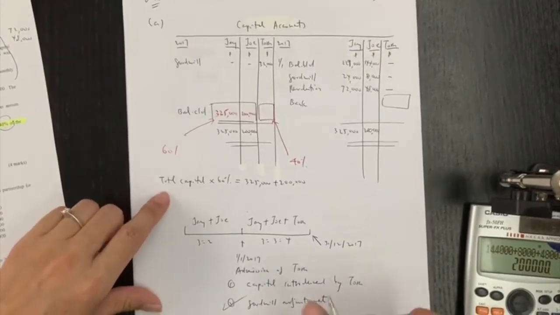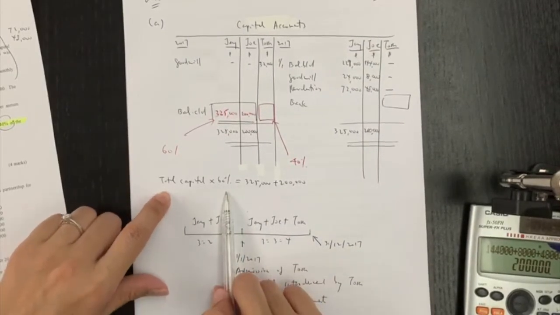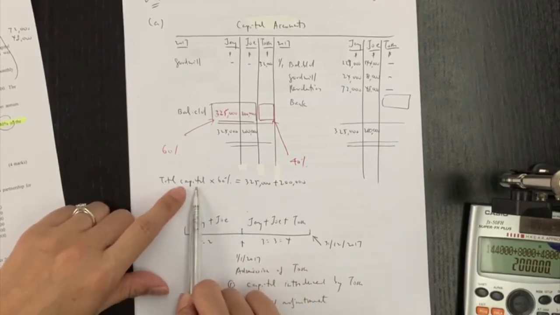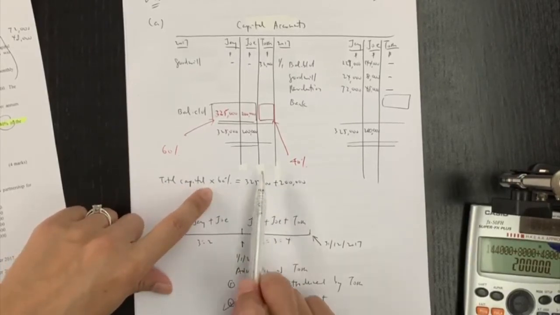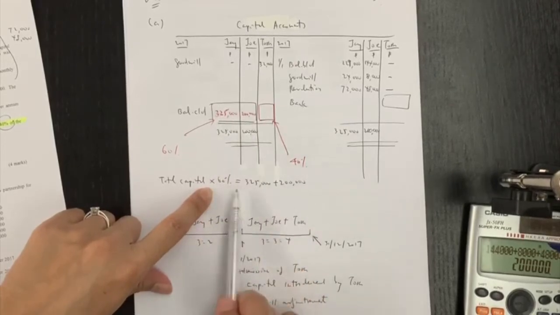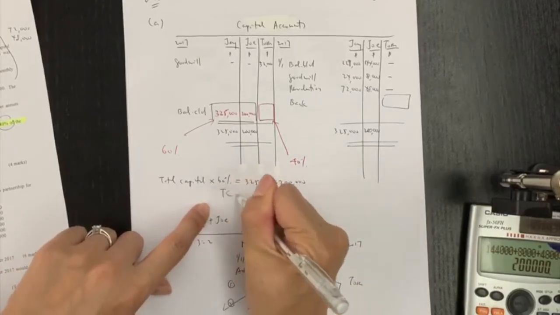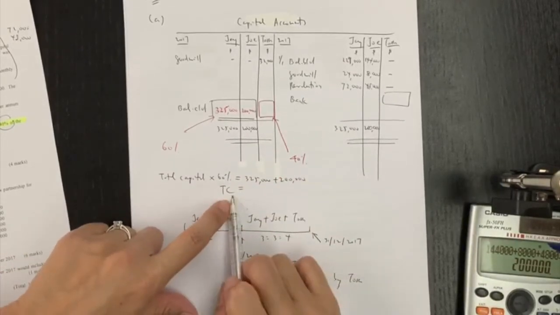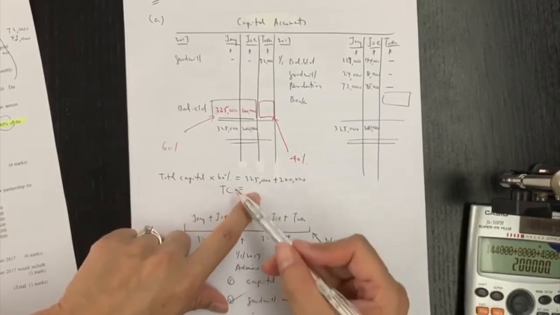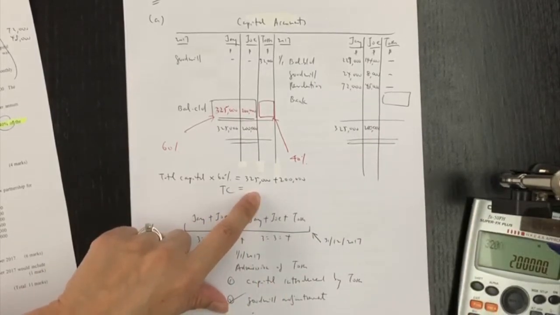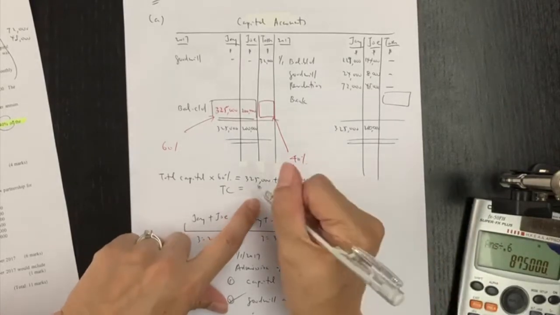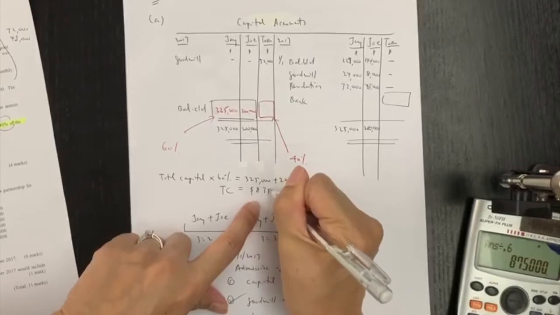Okay, so next we need to do some calculation, some mathematics. Now, total capital is not given to us, but we know that the two of them, for J and for Joe, consist of 60% of the share of total capital. So TC is my total capital. To work out TC, I have to add these two and then divide by 60%. So 325,000 plus 200,000 divided by 0.6 gives total capital of 875,000.